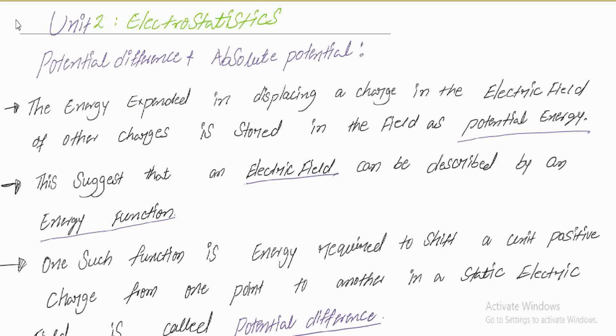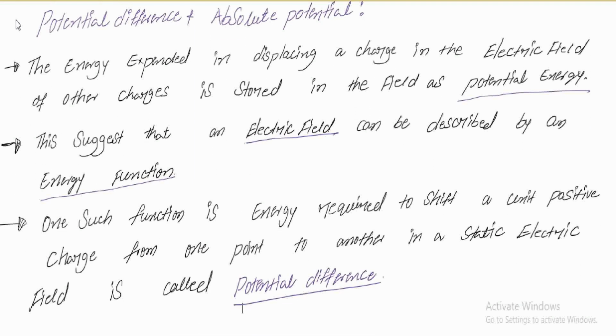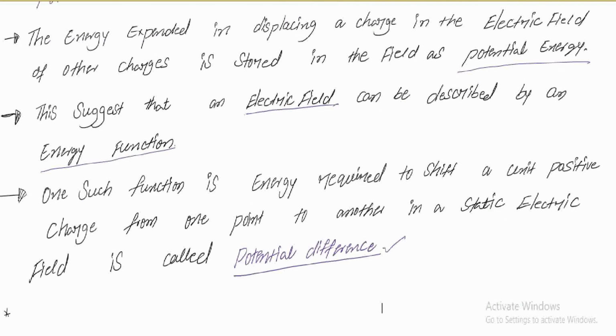One such function is the energy required to shift a unit positive charge from one point to another point in a static electric field, which is called potential difference. So potential difference is an energy function which is required to move a charge in a static electric field. For that, let us take one example.